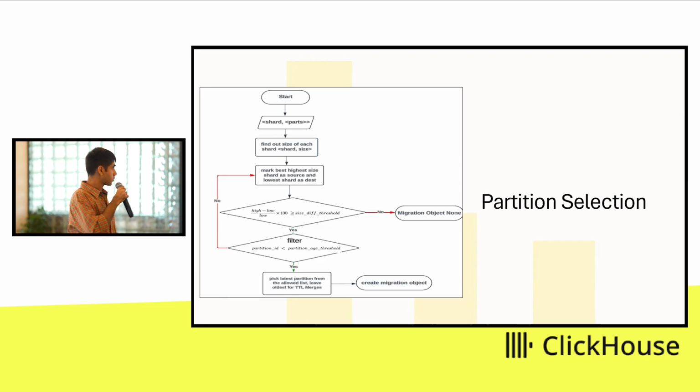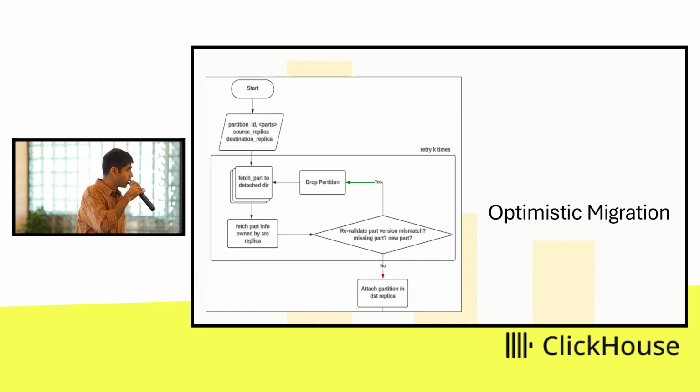So for that, we have a partition age threshold. What that means is our data is time series, which means we have a time-based partition key. So if you have older data, that means you are less likely to receive mutations or ingestions into those. So we try to select a partition which is less likely to be updated. And once we have done that, we go ahead with migration and repeat the process until the usage across the cluster is balanced.